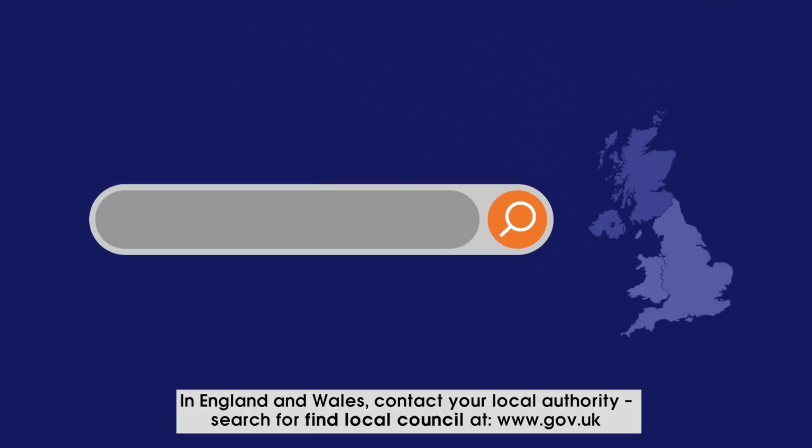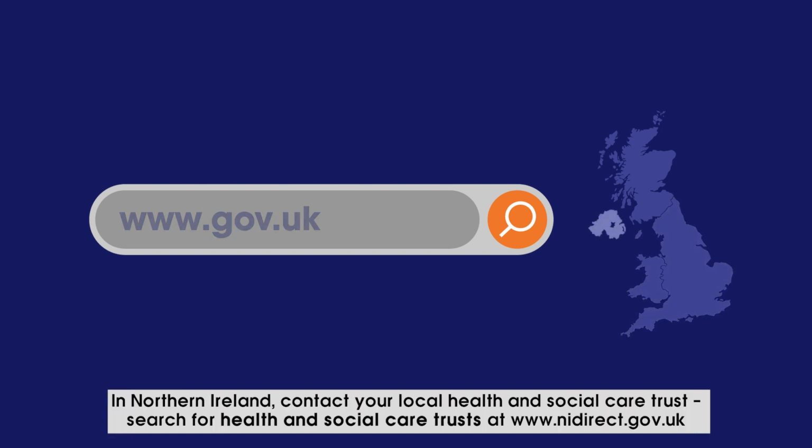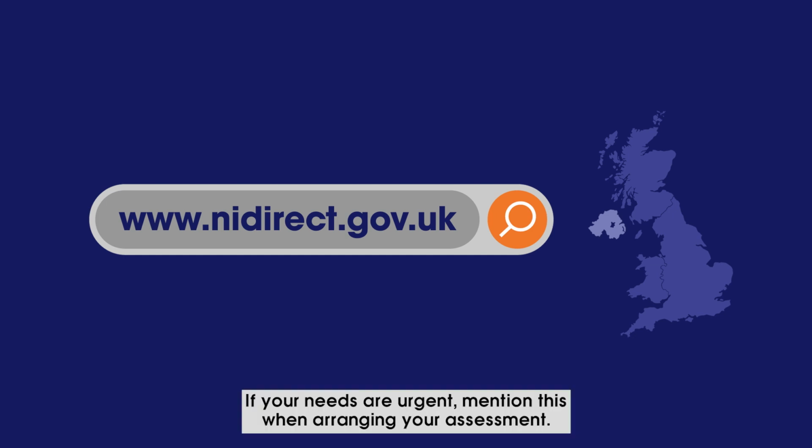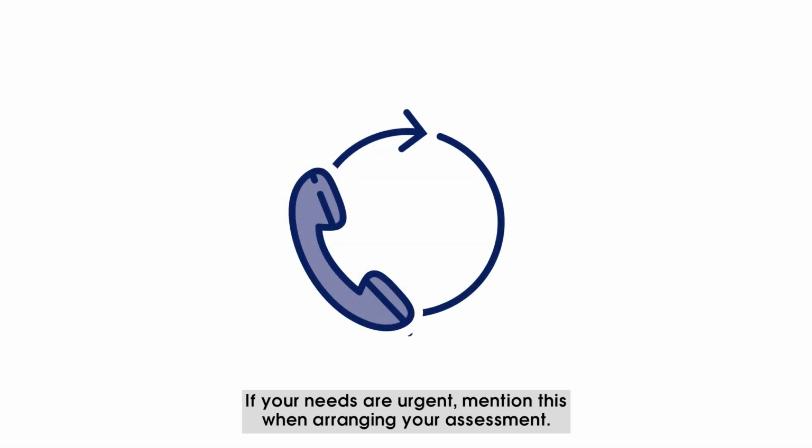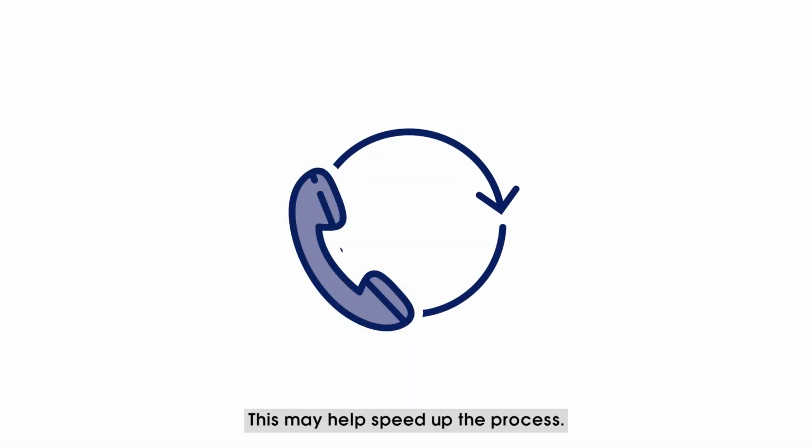In England and Wales, contact your local authority. Search for Find Local Council at www.gov.uk. In Northern Ireland, contact your local health and social care trust. Search for Health and Social Care Trusts at www.nidirect.gov.uk. If your needs are urgent, mention this when arranging your assessment. This may help speed up the process.